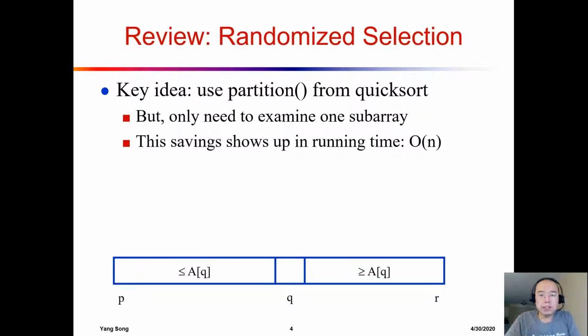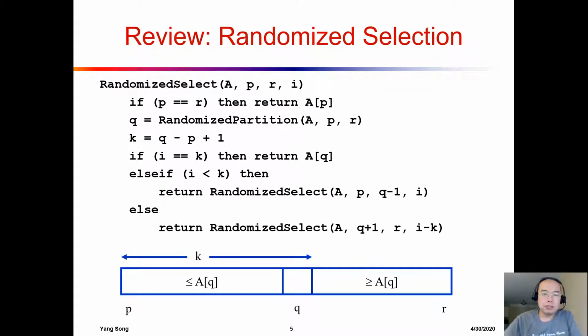If we borrow this idea, we are actually able to come up with an average case O(n) algorithm. This is a randomized select, and we have A, the list we want to do the selection on. P is the beginning index, R is the ending index, and i is the ith order statistic we are trying to search for in this area. We are going to borrow the randomized partition, which is what we have done in homework 5, right?